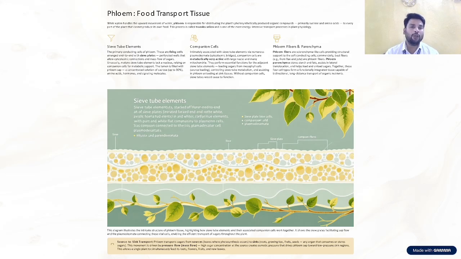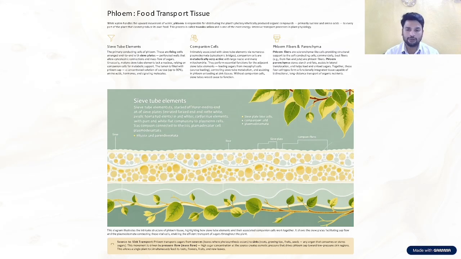Then phloem fibers. Phloem fibers are sclerenchyma-like cells providing structural support to the soft conducting cells. Commercially, bast fibers, for example flax and jute, are phloem fibers, and phloem parenchyma stores starch and fat, assists in lateral translocation, and helps in loading and unloading sugar. Together, these four types of cells form a functionally integrated tissue capable of bidirectional long distance transport of organic solutes. Out of these, sieve tube elements and sieve plates are also there.